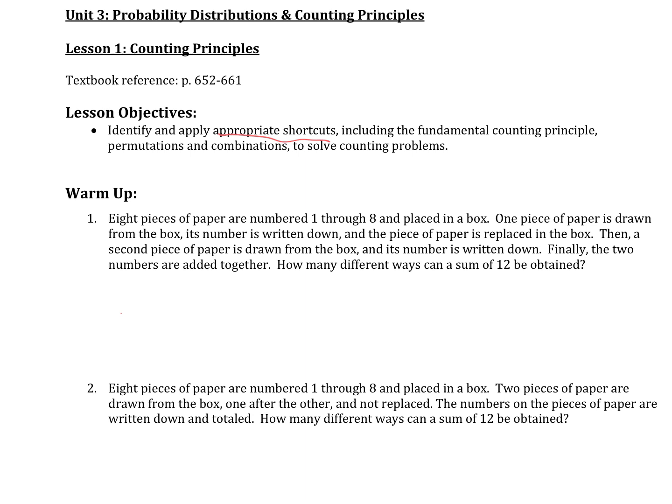8 pieces of paper are numbered 1 through 8, placed in the box. One paper is drawn at random. The piece of paper is replaced. Then a second piece of paper is drawn. Finally, the two numbers are added. How many different ways can a sum of 12 be obtained? This is almost like rolling dice. You've got to think about the possibilities we could get for these two pieces of paper.